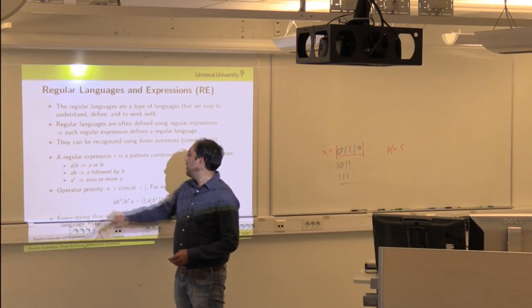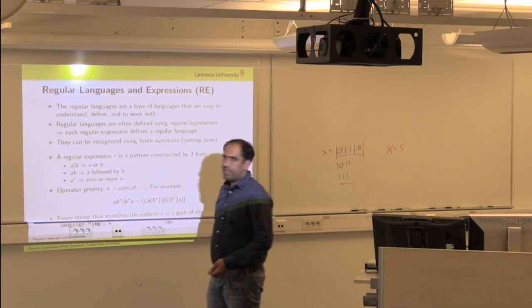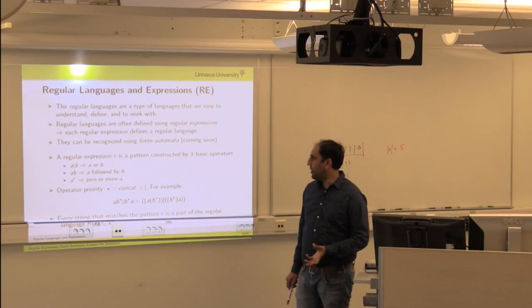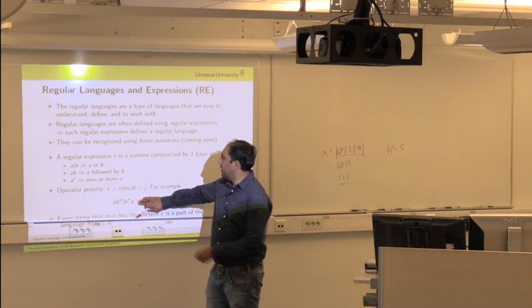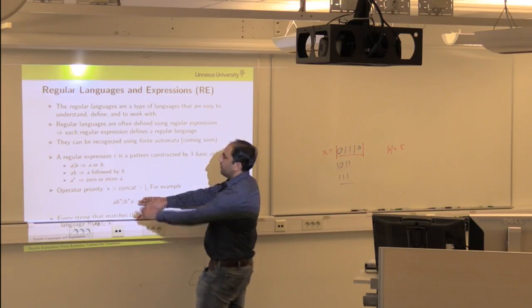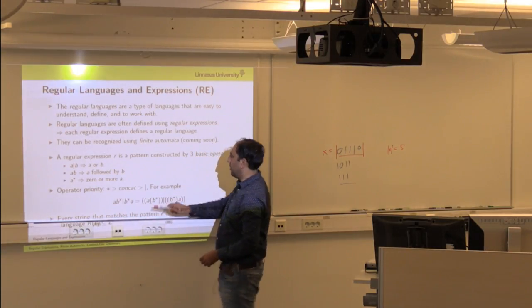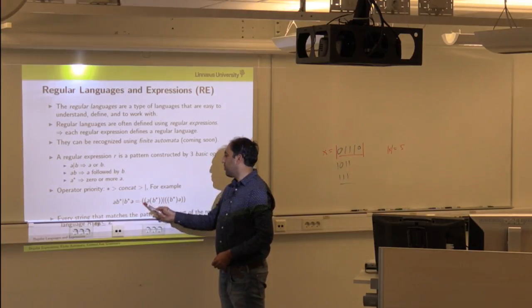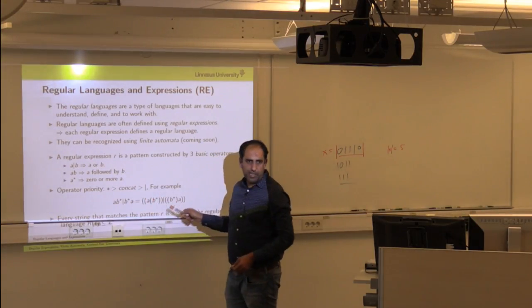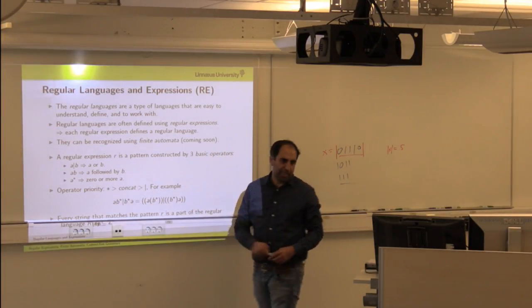This one, the star operator, has the highest priority, and the selection operator has the lowest priority. So for example, if we have written something like A, B star, and then B star A, it means that first of all, the highest priority goes to the star, and then the second priority goes to the concatenation, and the lowest priority goes to the selection operator. You can of course write this with parentheses, but since by default this has the highest priority, we can just remove the parentheses.